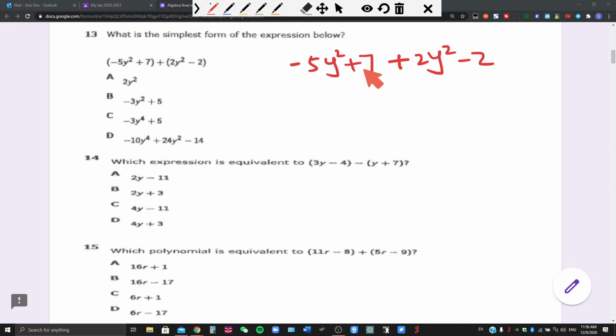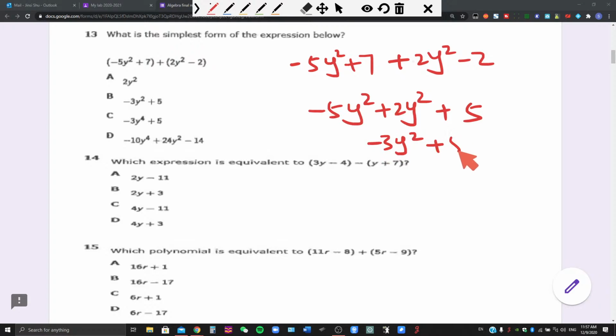And 7 subtract 2, that's a 5, right? These two will make a 5. Then we have negative 5y squared plus 2y squared plus 5. The 7 and negative 2 make a positive 5. And negative 5y squared and plus 2y squared, that's going to be negative 3y squared, right? These are similar terms, and we add them up. Negative 5 plus 2, negative 3, y squared plus 5.